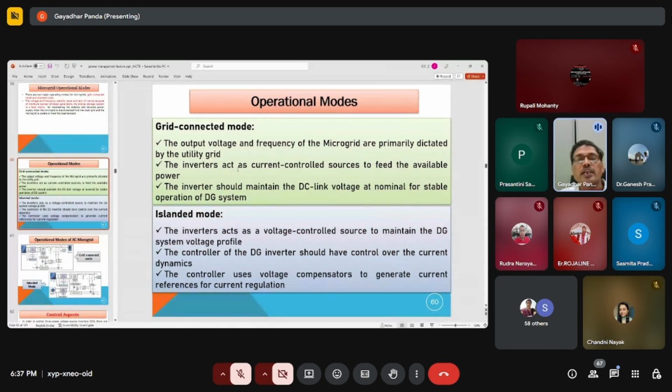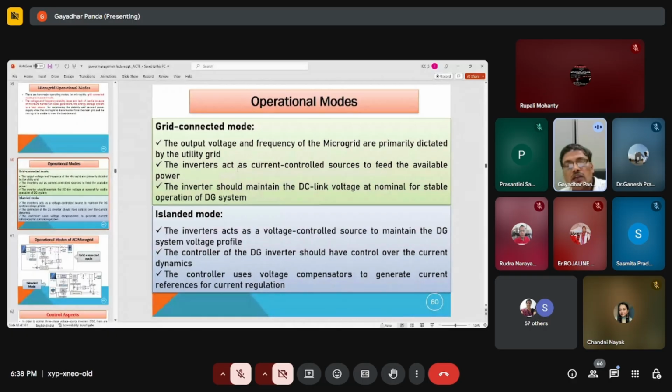But in case of islanded mode or standalone mode, what will be the problem? Here the microgrid is standalone. That means your output voltage and frequency should be maintained at the nominal value. Then voltage is very much essential. Otherwise, the loads' operation will be fluctuating, or the loads will not be operated properly. In that way, you have to maintain the voltage at the nominal value. That's why in islanded mode of operation, the inverters will be operated under voltage control mode.